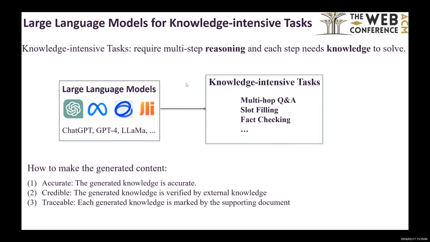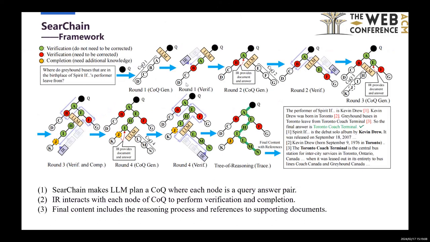This is the framework of the interaction between IR and LLM in Search-in-the-Chain. First, Search-in-the-Chain makes the LLM plan a chain of query, where each node is a pair of query and its answer. Then, IR interacts with each node of the CoQ to perform verification and completion. If IR detects that a node needs to be corrected or provided with knowledge, it gives feedback to the LLM, and the LLM regenerates a new CoQ, which is the new branch of the tree.